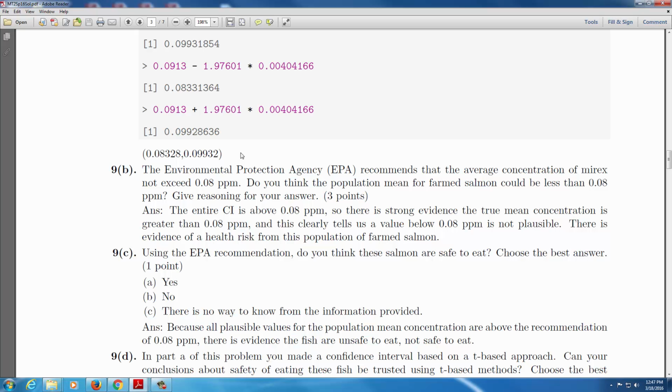The interval is entirely above 0.08, and that clearly tells us that a true value of mu below 0.08 ppm is not reasonable or plausible. That's 3 points. This is a pretty important question for going forward in this class. You need to be able to use confidence intervals to make decisions about things.